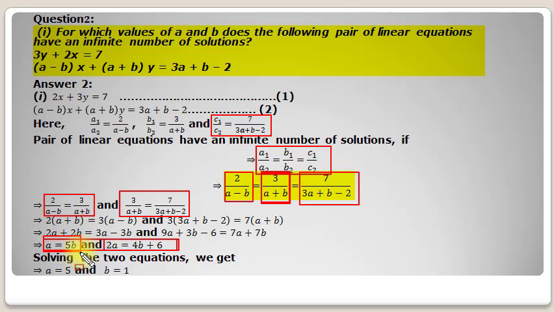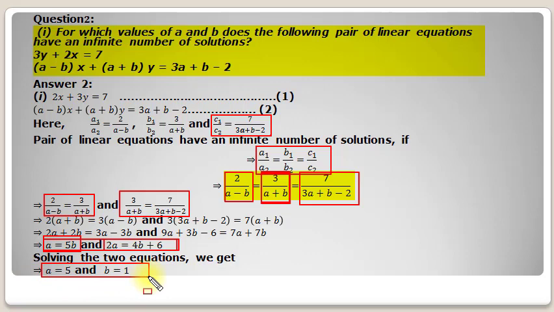Actually, here we are using the substitution method which we have studied. We substitute the value of a in the second one, and from there we get the value of b, and then we substitute the value of b in the first one and get the value of a. So here we are getting the values of a and b as 5 and 1.